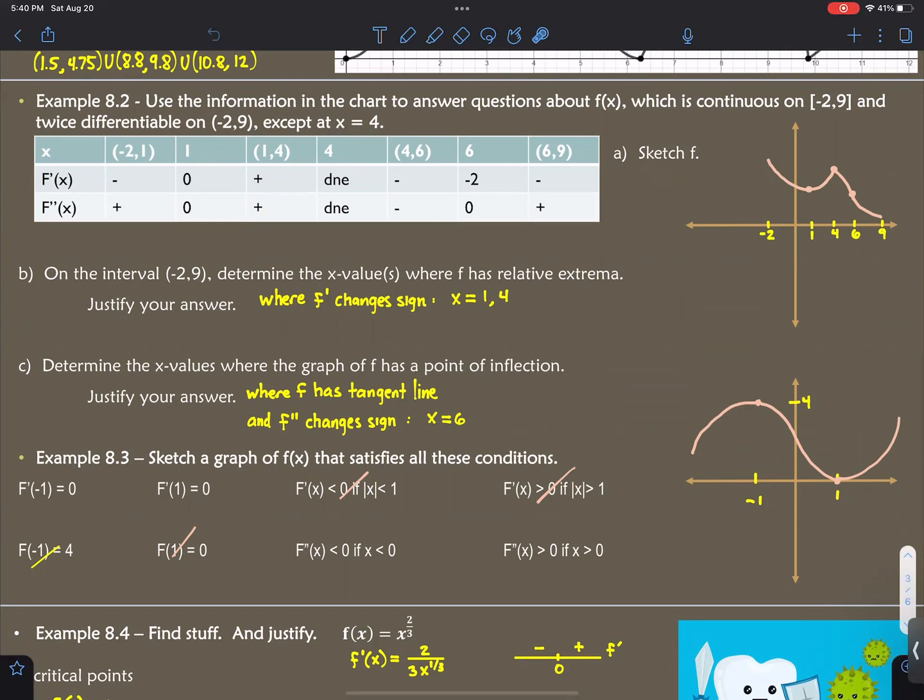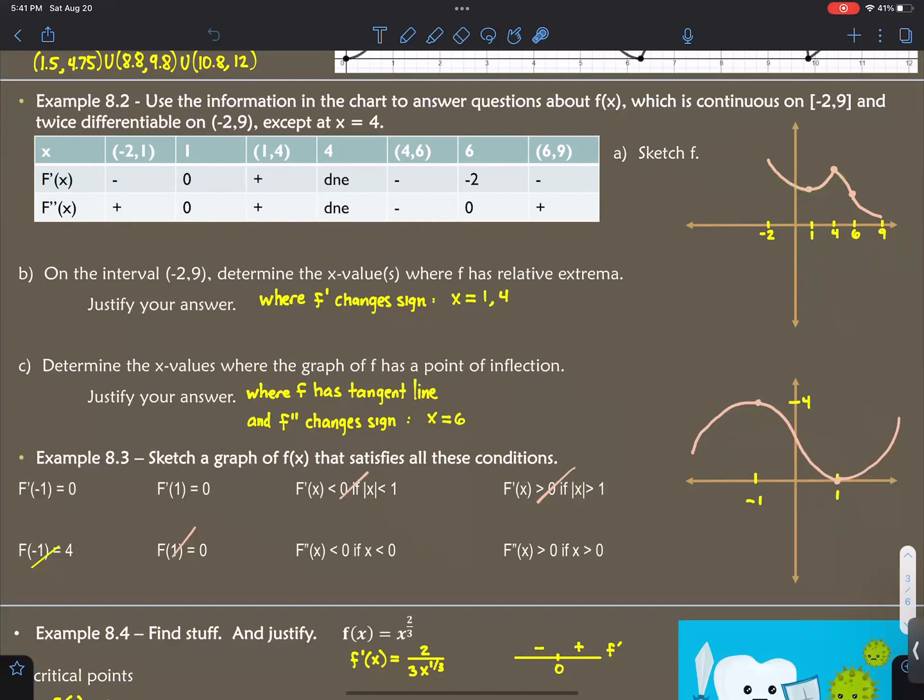Let's see if we can get a sketch. From -2 to 1, we know f prime is negative, f double prime is positive. That means your curve is decreasing. It's got a negative slope, but it's got to be concave up. So we just draw a piece of a curve that is decreasing but concave up until we get to 1, where both these derivatives are 0. So we expect a flattening out to a valley there.